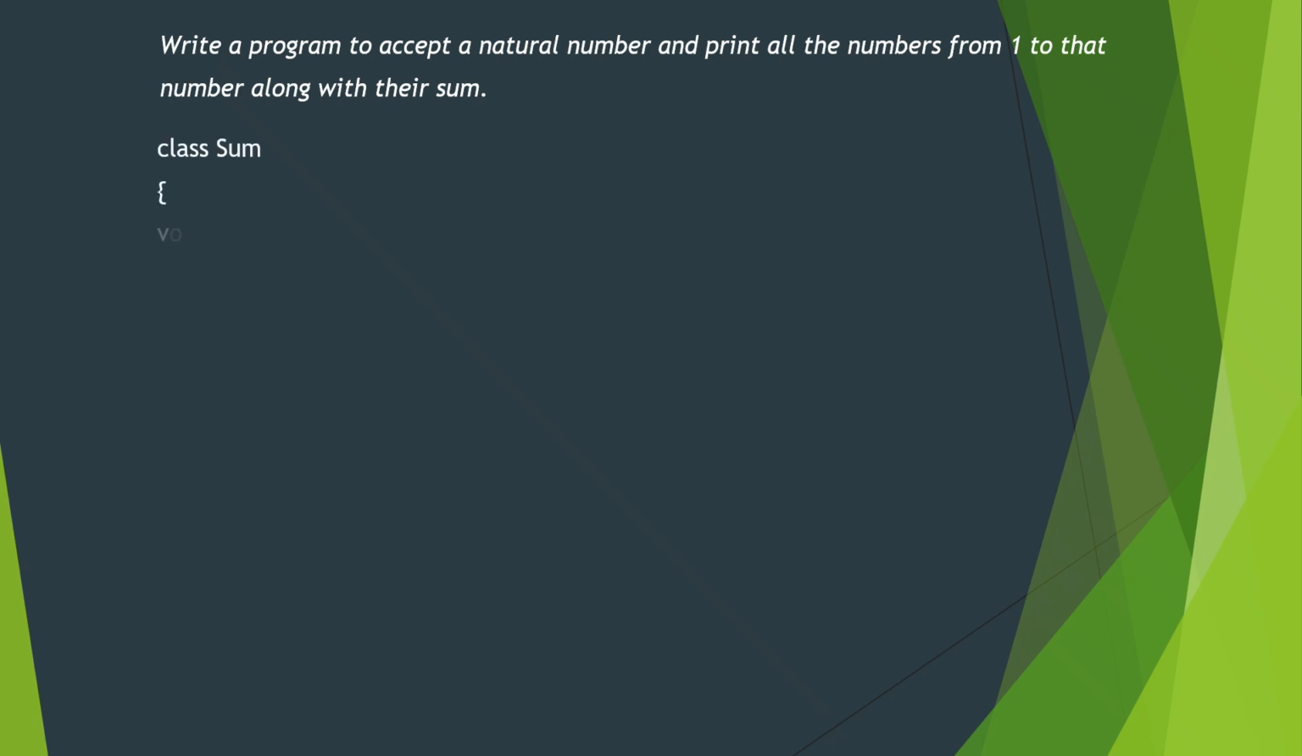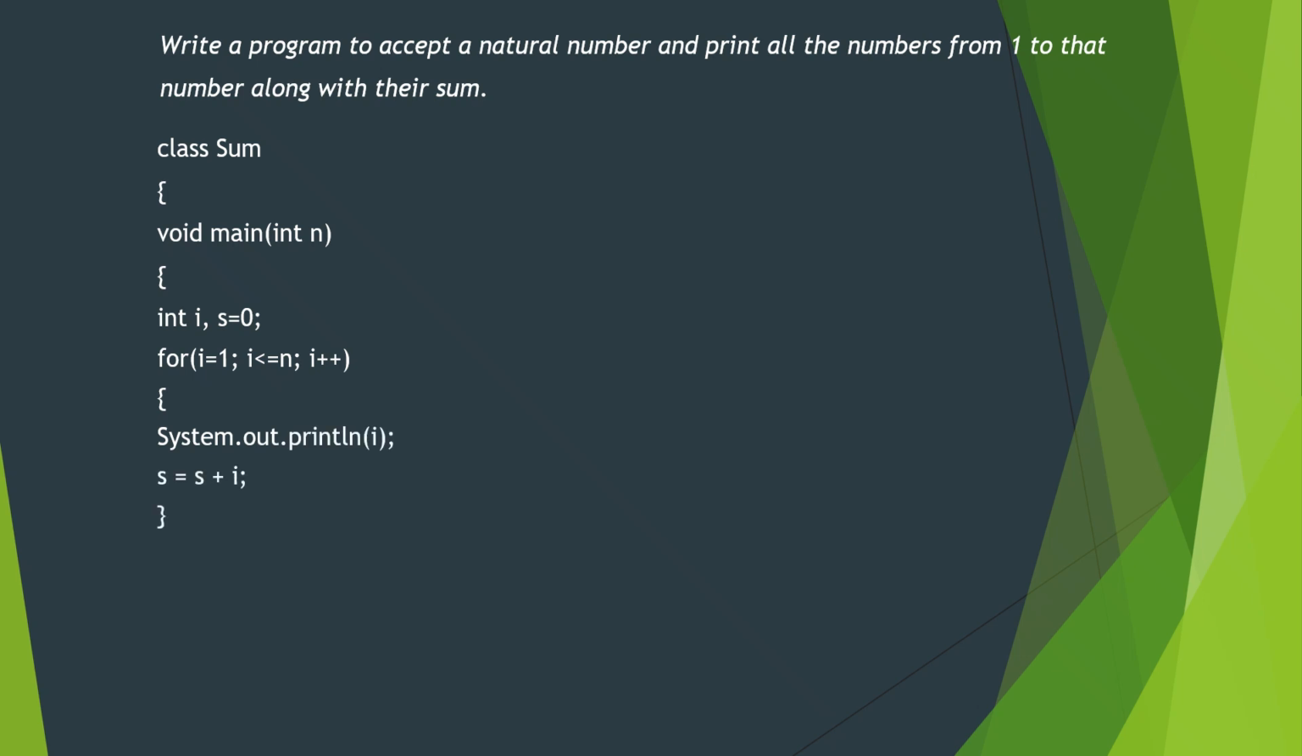So class Sum, void main, one argument: we will take int n, one loop variable I, and s for finding the sum. The loop will run from 1 to n. Then System.out.println(I) for printing the number, and s = s + I for finding the sum. And finally the sum printing will be outside the loop. Now let us see the working of this program.